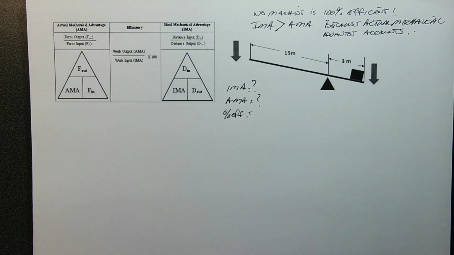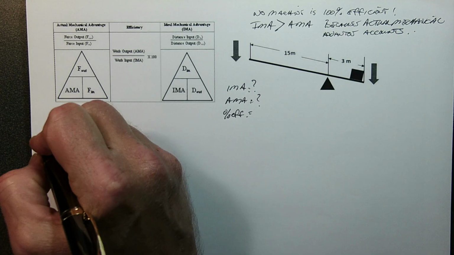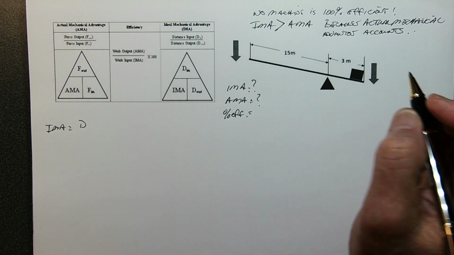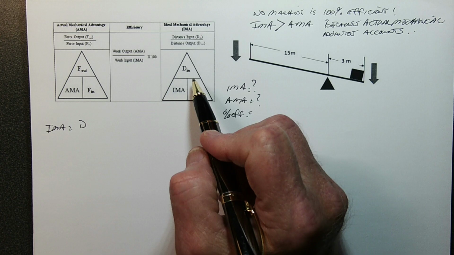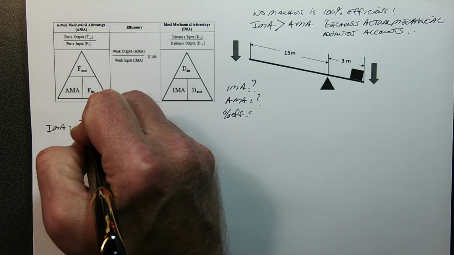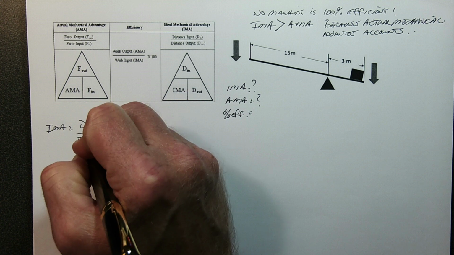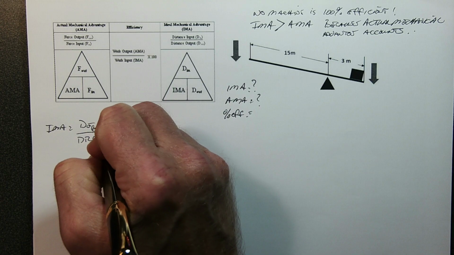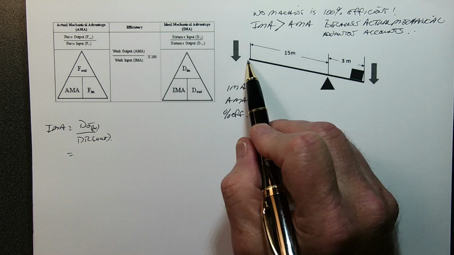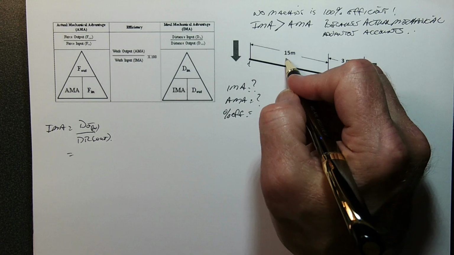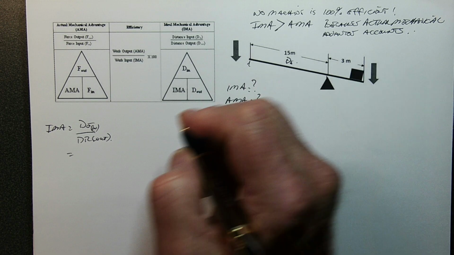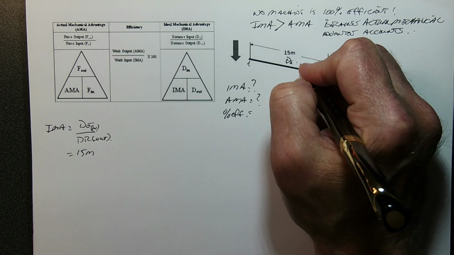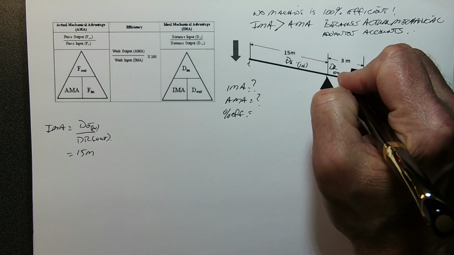IMA is equal to the distance of the effort divided by the distance of the resistance or output. So this could also be called in, and this one could be called out. In this case, our DE is 15 meters. So this is distance effort, and this is distance resistance, or out. So this is in, and this is out. And that's going to be 3 meters.